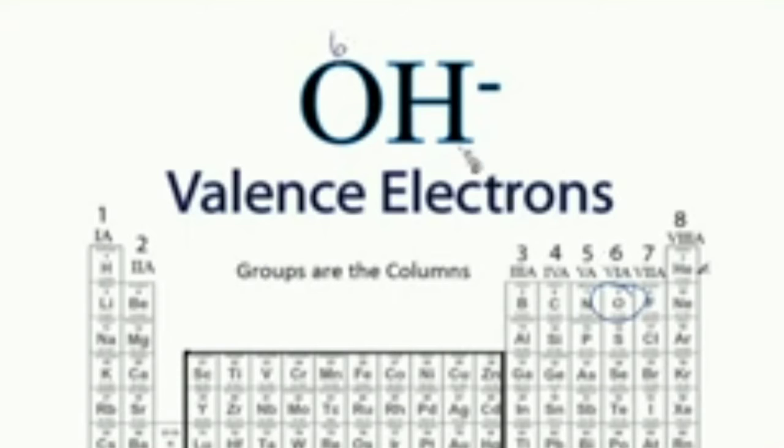We'll add the hydrogen. Hydrogen right here is in group 1, called 1A. It has just 1 valence electron. We also count the charge here. When we have this negative, it shows there's an extra electron. Electrons are negative, so the negative sign shows that there is 1 more valence electron, so we add 1 as well. And then 6, 7, 8, so we have 8 total valence electrons for this OH minus Lewis structure.